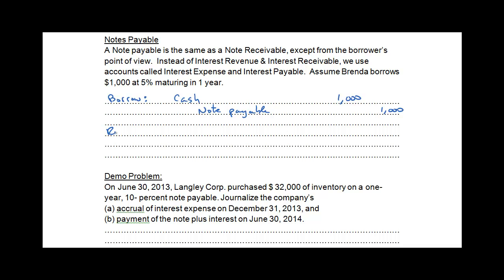And at the time of repayment, we have to get rid of the note payable, so we're going to debit the note payable. And we know we're paying cash, so we're going to credit cash. The note payable we know is $1,000. And then the difference in between is interest expense. And it was 5% on $1,000, so the interest is $50, and so the amount of cash going out the door is $1,050.